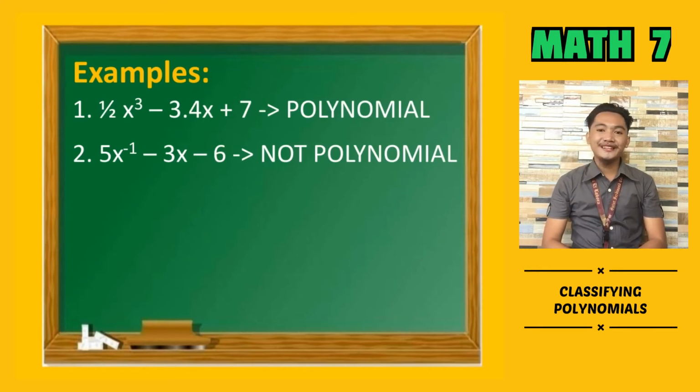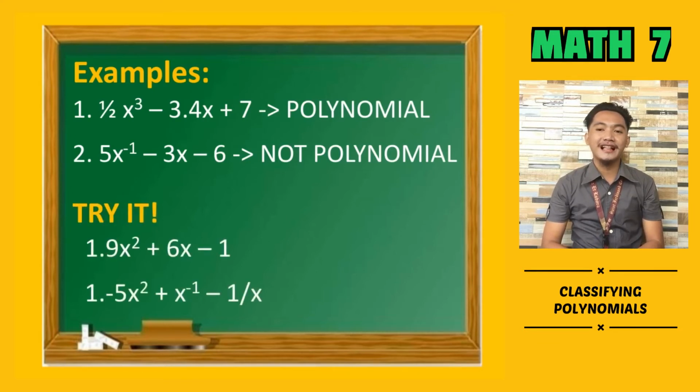This is now your turn. Try this. Tell whether the following algebraic expressions are polynomials or not. First, we have 9x squared plus 6x minus 1. Second, we have negative 5x squared plus x raised to negative 1 minus 1 over x.